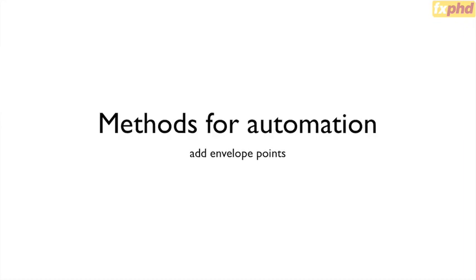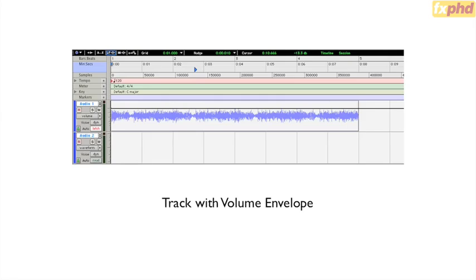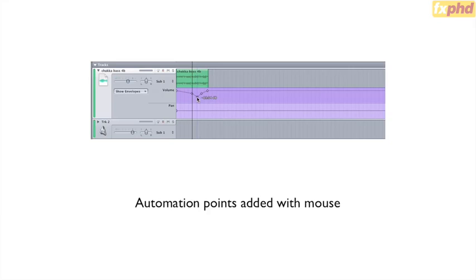There are three main ways for adding automation to your audio project. The first of these is to use envelope points. Envelope points are added to envelopes along the timeline, an envelope usually being depicted as a horizontal line that runs across your project. You can add automation points by double-clicking with your mouse. You can also edit existing automation data by dragging the position of these points.